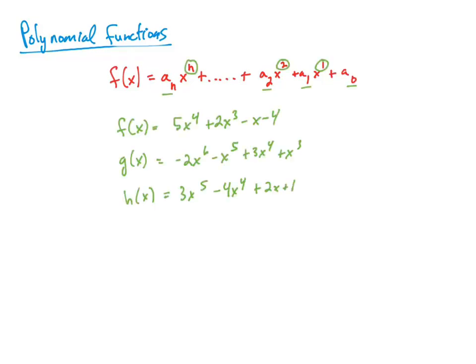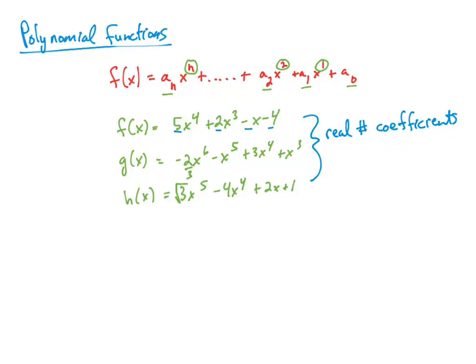So we have three different functions: f of x, g of x, and h of x. And notice for each of these, we have real number coefficients, so 5, 2, -1, -4, etc. We could have also had a fraction as a coefficient. We could have a square root as a coefficient. All of these are still real numbers. In other words, they have values that can be located on the number line.